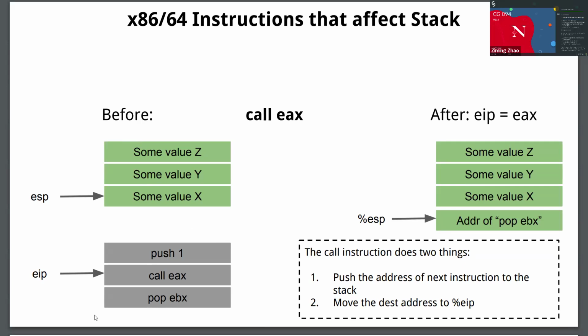So we are about to execute the instruction call EAX. And the stack looks like that. So the call will first push the address of the next instruction to the stack. What is the next instruction? In this case, the next instruction is pop EBX. So we're going to push the address of pop EBX to the stack. So the stack looks like Z, Y, X, the address of pop EBX. Then it will move the destination address to EIP. The destination address is in EAX. The value of that will move to the register EIP, from register to register.